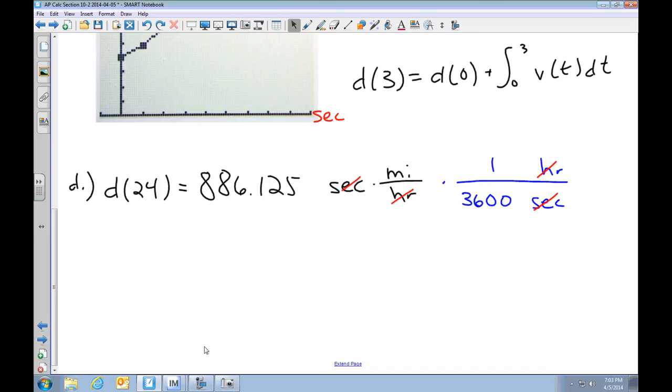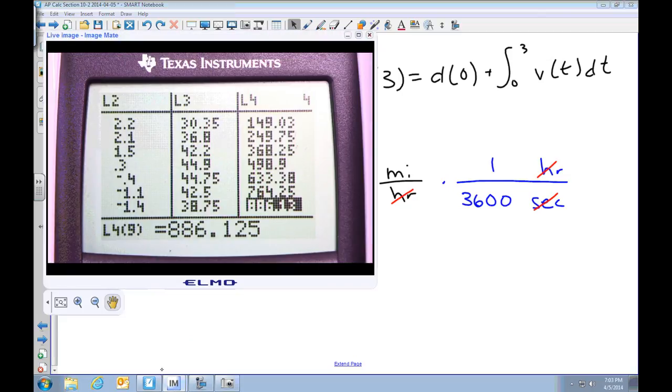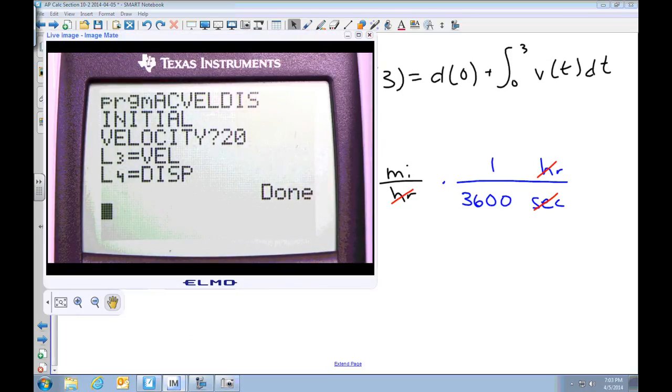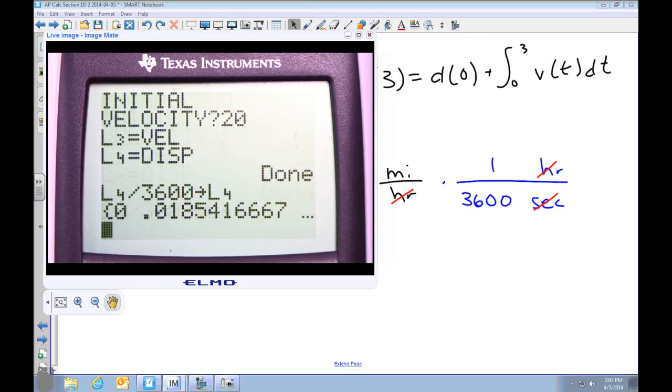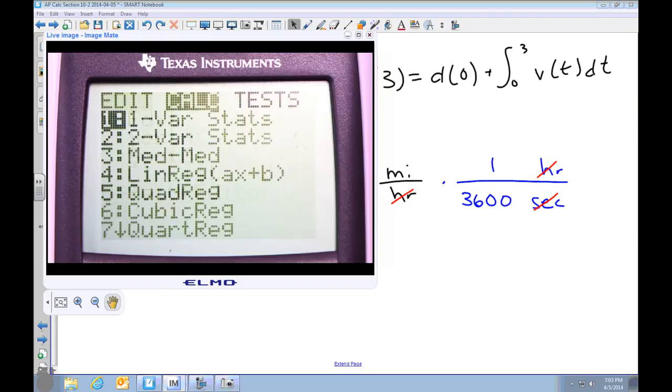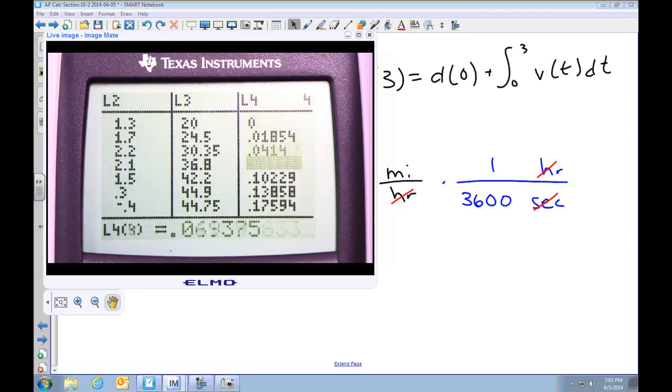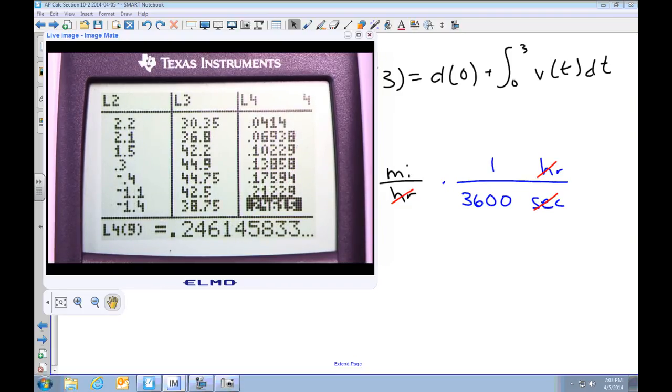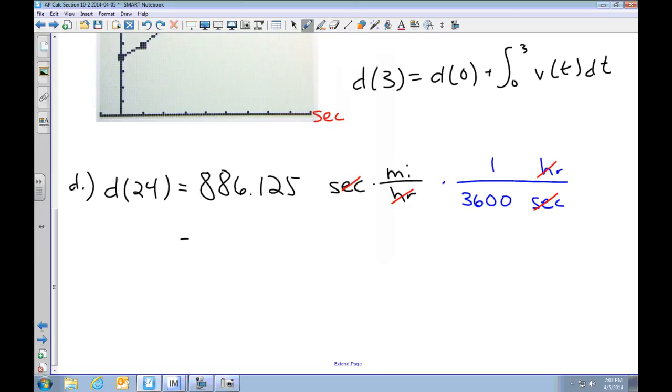So if I take this answer and divide it by 3,600, then that's the distance I've gone in miles, and that's going to be definitely more useful for me. In fact, I'm going to just take the entire list. If I take list 4 and divide it by 3,600, I'll just dump that right back into list 4. Sometimes it makes more sense to simply change the whole list. Let's go back to list 4, and we'll run down to 24 seconds. At 24 seconds, we went 0.246 miles. So this is equal to 0.246 miles.